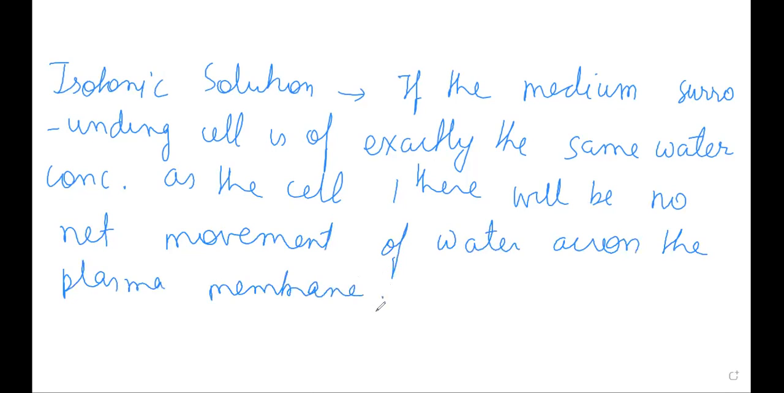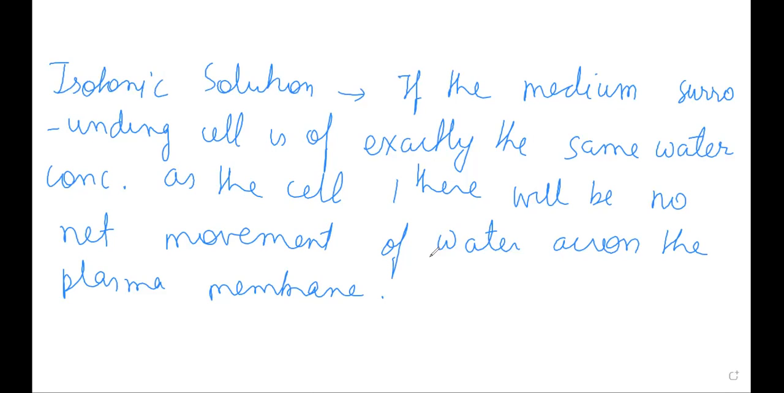This solution is called isotonic solution. So there will be no net movement of water. Whatever is the water outside the cell, the same is present inside the cell. So there will be no net movement, and the cell size will remain the same. If I ask you, is there any change in the size of the cell? There will be no change in the cell size.